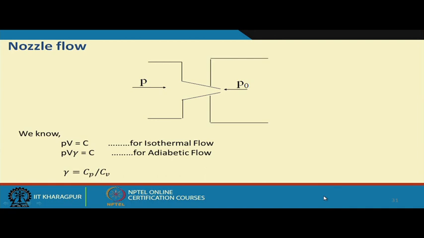So, we go to the compressible fluid flow, and there we go to now flow through nozzle, right? Flow through nozzle, the best example is that you are whistling, right? You do whistle, this whistle you do. So, whenever you are whistling, this compressible flow through nozzles also comes into play.